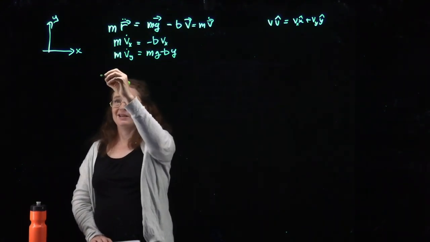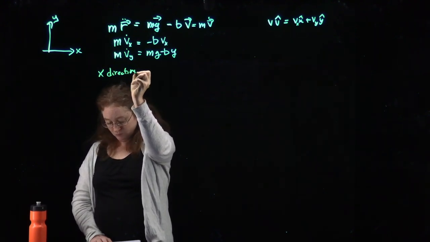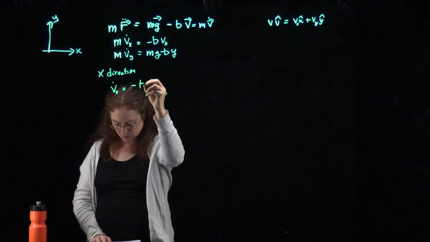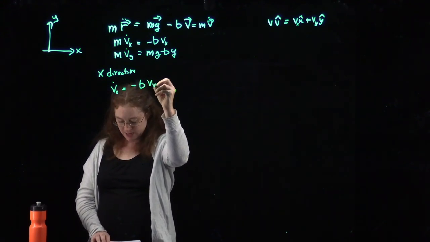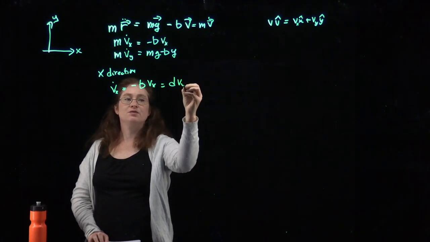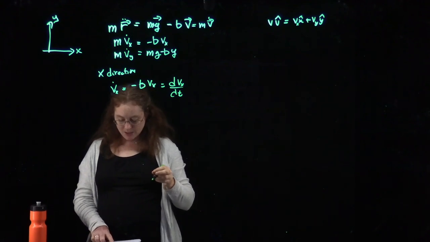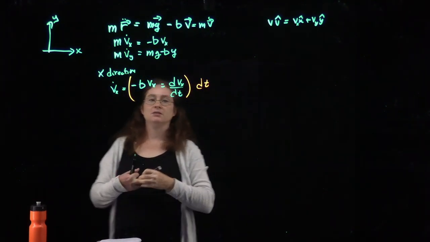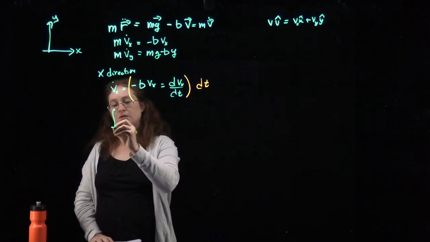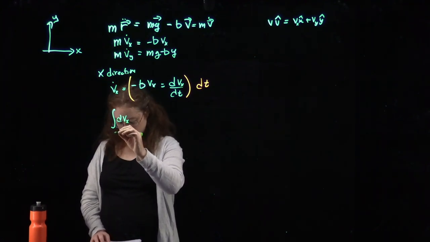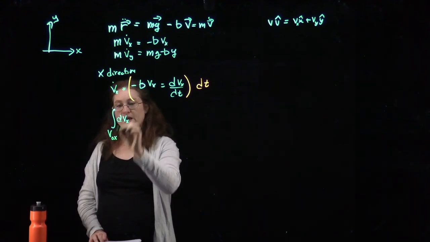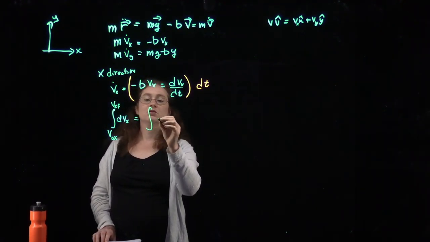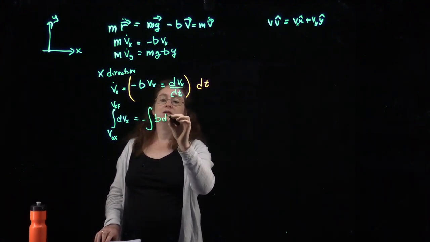Okay, we're going to start with the x direction. So in the x direction, vx dot equals negative b vx. I am going to write this as dvx dt. And I can multiply on both sides by dt and integrate. So I have the integral of dvx from v0x to vx final equals the integral of negative b dt.